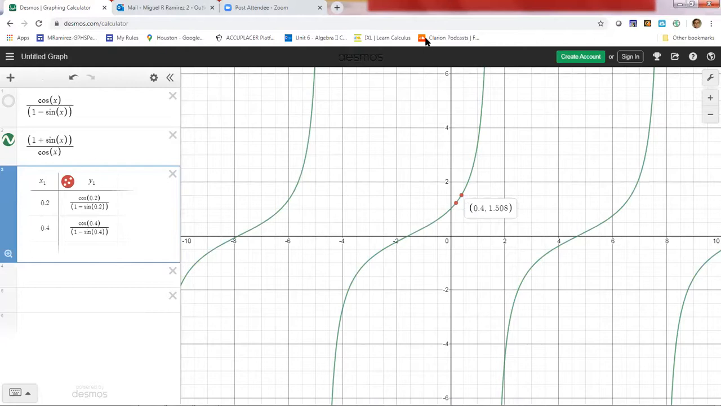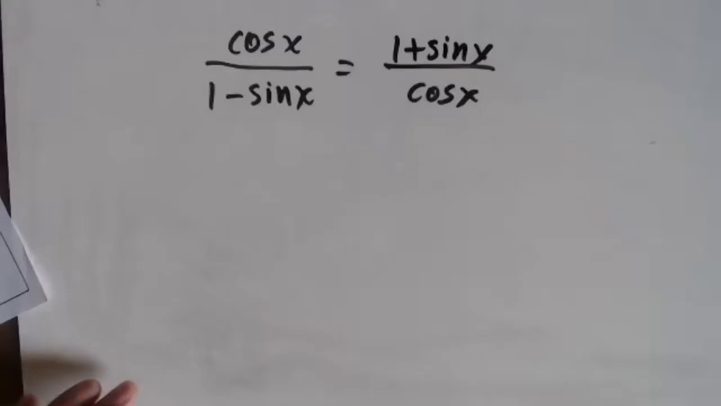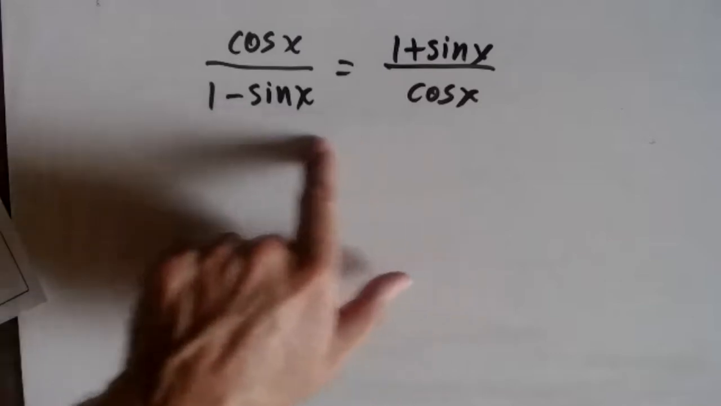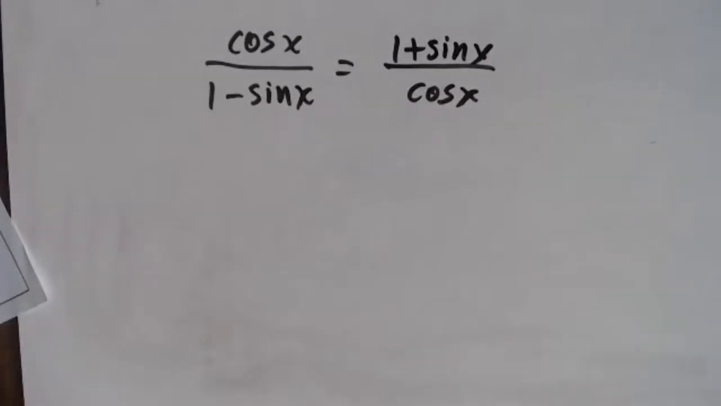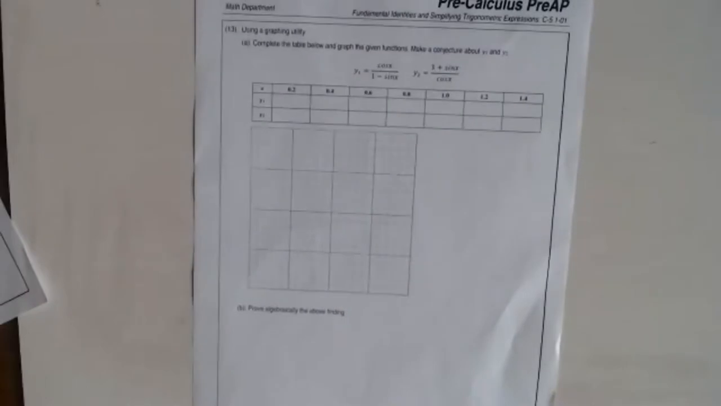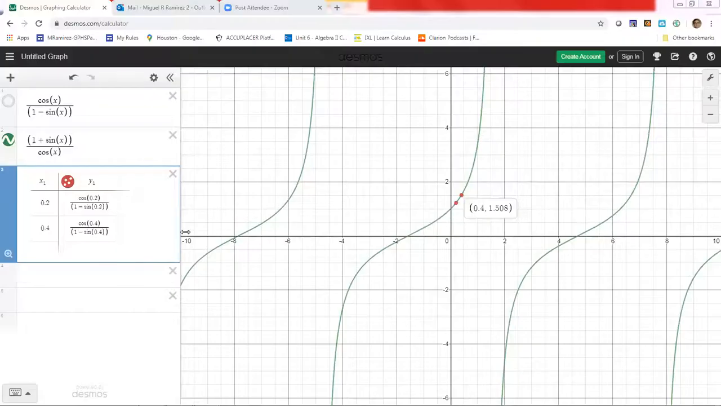So it's not that difficult, right? You prove this graphically, right? And then you have to complete the table right here. And then you have here to pretty much sketch the graph. What you see here in Desmos. Right here, you see? Pretty much. Okay.